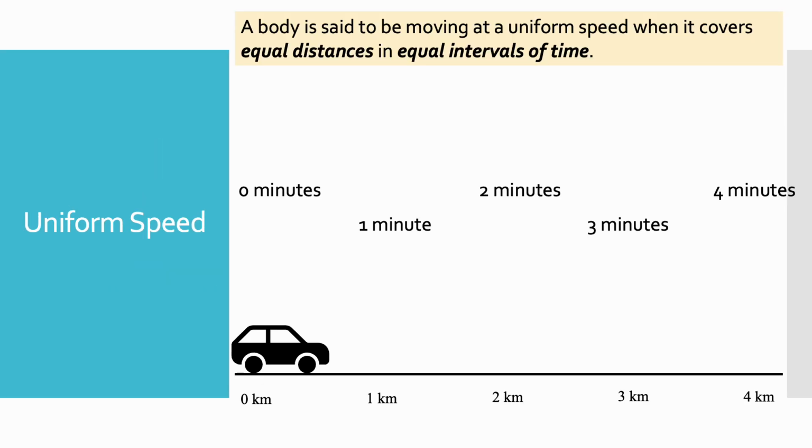A body is said to be moving with uniform speed when it covers equal distances in equal intervals of time. For example, if a car covers 1 kilometer every minute, then after 1 minute it's at 1 kilometer. After 2 minutes it's at 2 kilometers, and so on. The distance increases steadily with time.